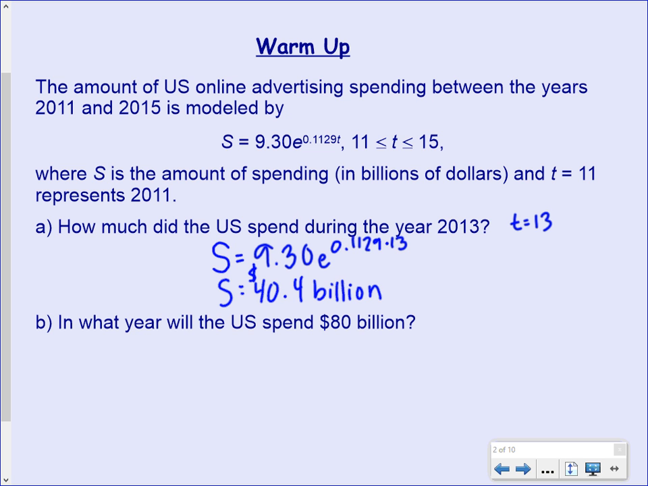Today you'll be working with models. You'll be answering questions about people or things or money, and so you want to label it appropriately. For part B, the question changes. In what year will the U.S. spend $80 billion on advertising? So now $80 billion is going to go in for S. So we would plug in 80 billion for S, that's equal to 9.3 e to the 0.1129 t. And then what would you do to solve for t?